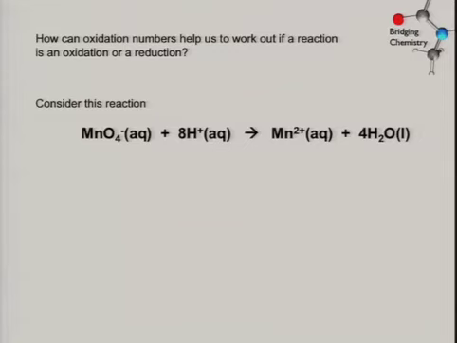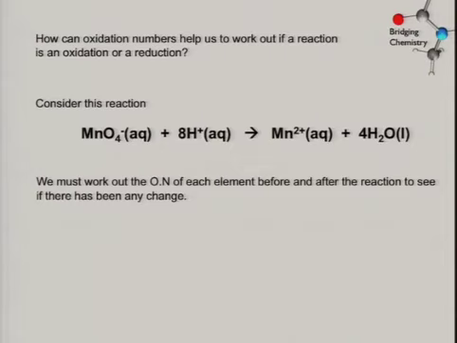So permanganate has the formula MnO4-. It's a manganese with 4 oxygens attached to it. And if you mix it up with some acid, then you can write an equation like this, where the permanganate turns into manganese 2+, and the H+ gets incorporated into water molecules. So that equation as it stands is balanced. And the question is, is this a redox reaction or not?